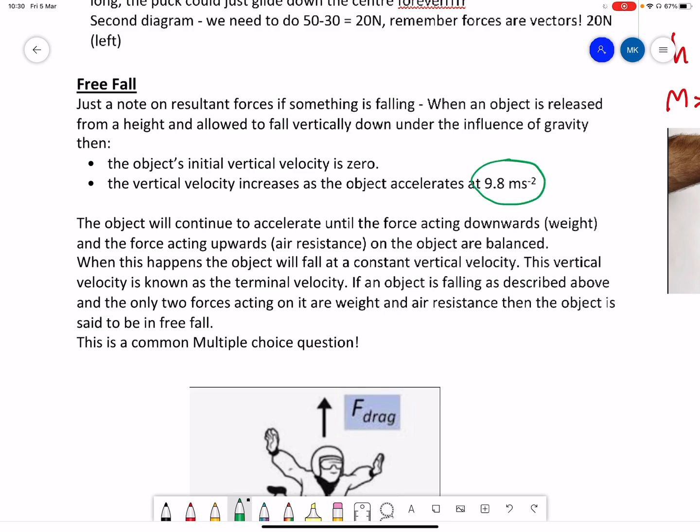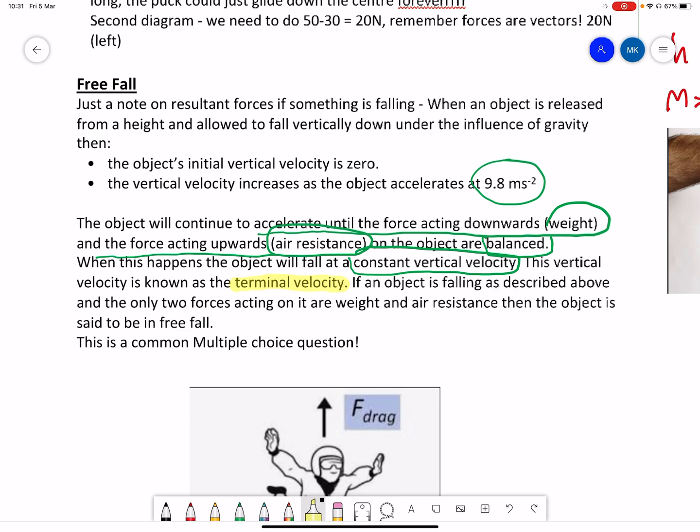second every second. That object will continue to accelerate until the force acting downward, so the weight, and the force acting upward, so the air resistance, are balanced. When those two are balanced, it will start to fall at a constant vertical velocity, and that constant vertical velocity is known as the terminal velocity.